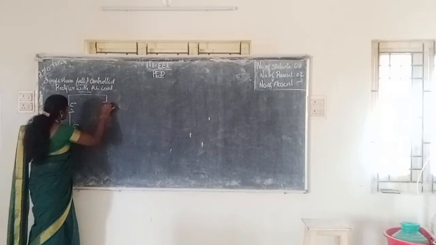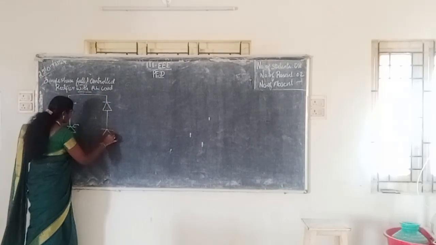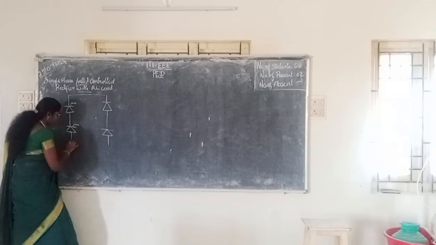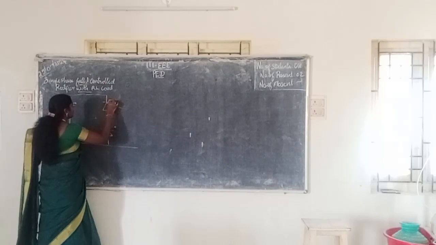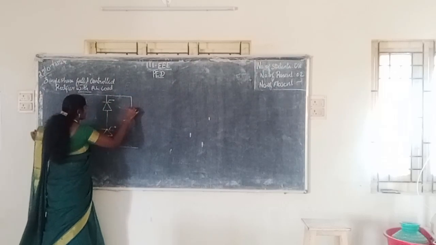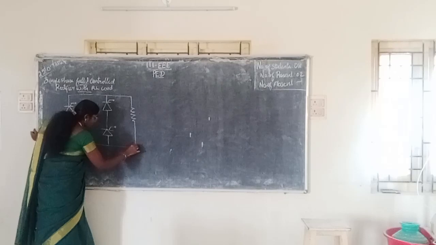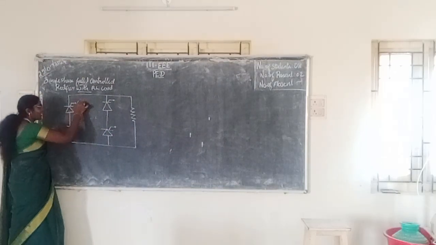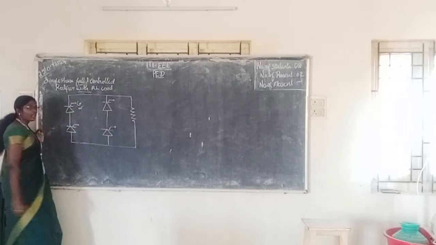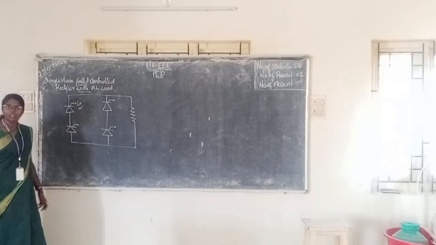When will the thyristor turn on? When the supply voltage is present along with the gate signal. What is that gate signal? It is the firing angle, alpha. The triggering pulse, the firing angle, is given to the gate terminal. It will start to trigger and it will start to turn on.